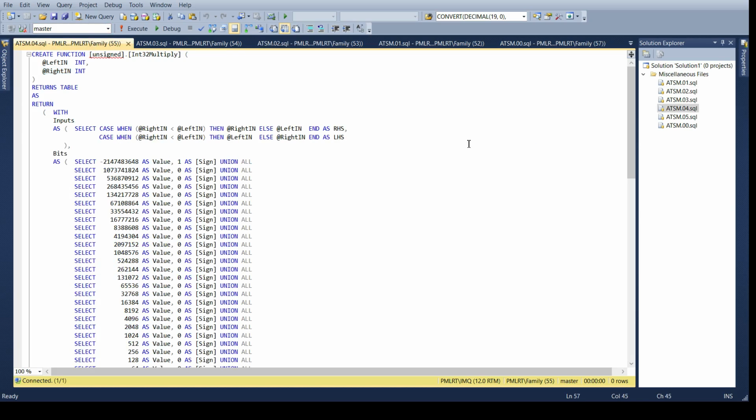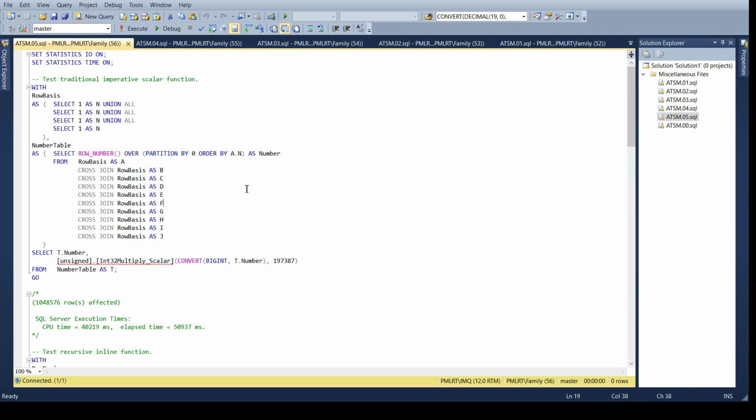So let's take a look at how these all perform. So here I'm turning statistics IO on and time on, so that whenever I run a query, I'll get the results. And I'm using this number generating technique to generate 1,000,000 rows, values 1 through 1,048,576. Each value is being multiplied by this number here. And I'm not going to run these for you. I've done a run. It takes a while.